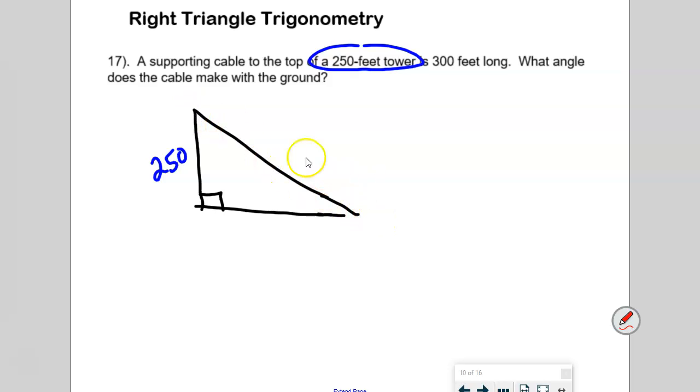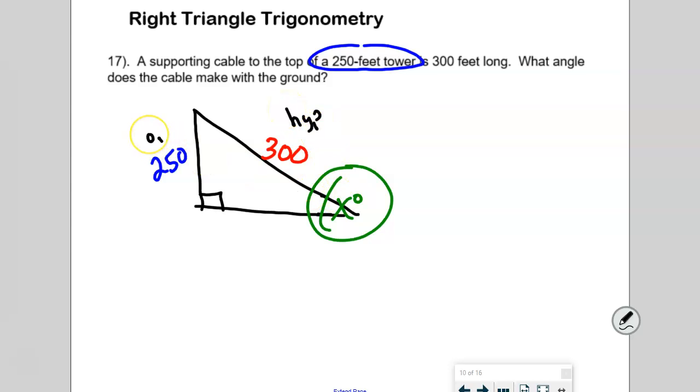Remember, they said it connected from the top to the ground. So this right here is the cable. And they want to know the angle that it makes with the ground. So they want this angle right down here. So this is going to be our point of reference. And we have to figure out what trig function we have here. So this is the hypotenuse. And then this is opposite of you. So it looks like we're looking at a sine function.